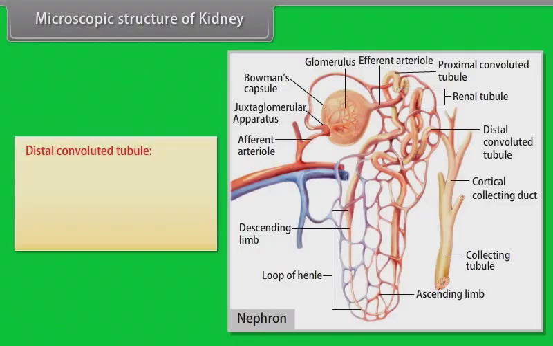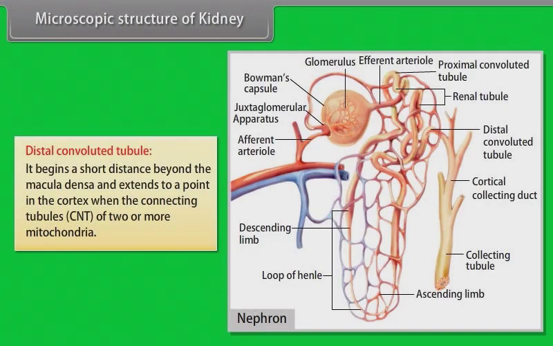Distal convoluted tubule. It begins a short distance beyond the macula densa and extends to a point in the cortex where it joins the connecting tubules of two or more nephrons.